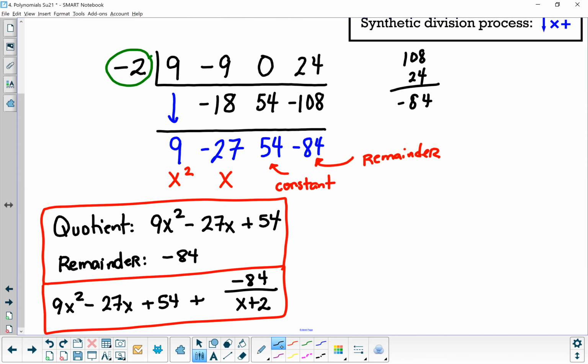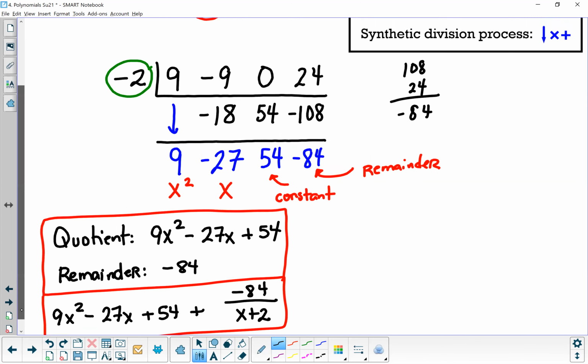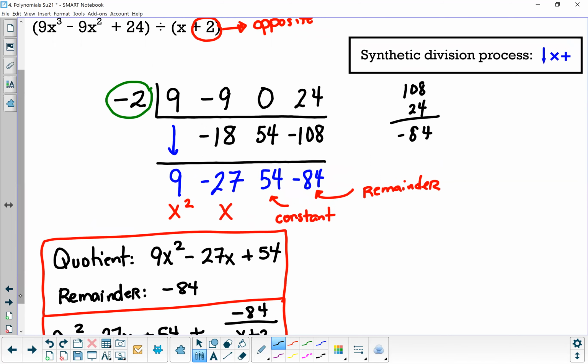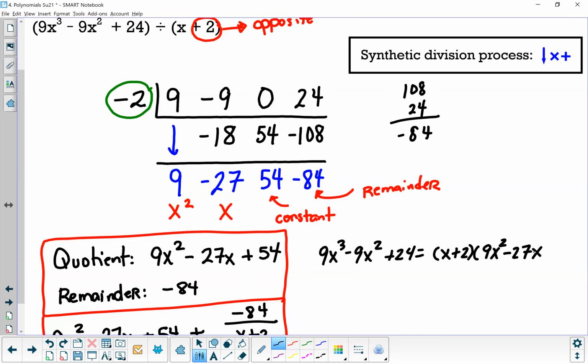Remember to check your work. You have your dividend, which is 9x cubed minus 9x squared plus 24, should be equal to your divisor, which was x plus 2, multiplied to your quotient, which is 9x squared minus 27x plus 54, and then plus your remainder.